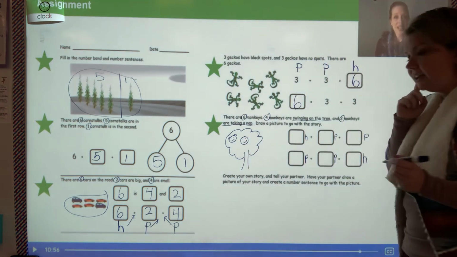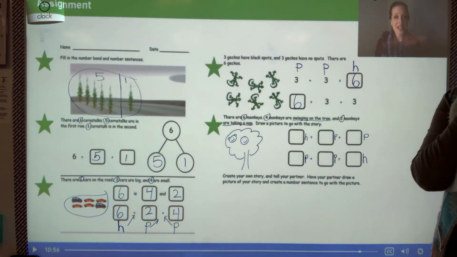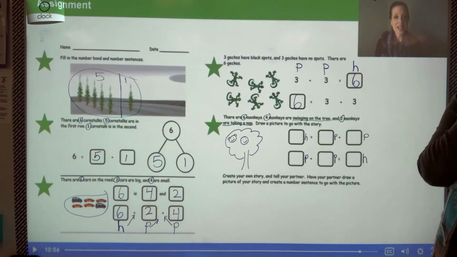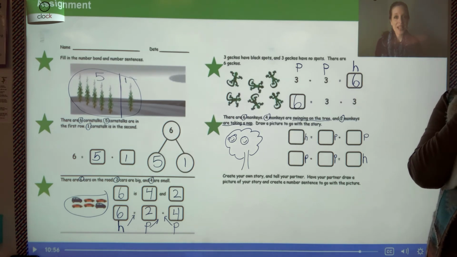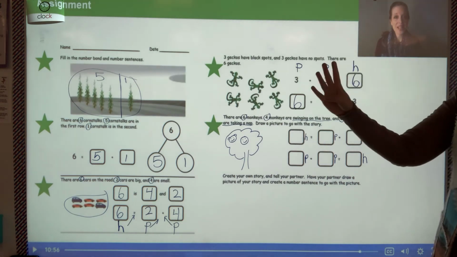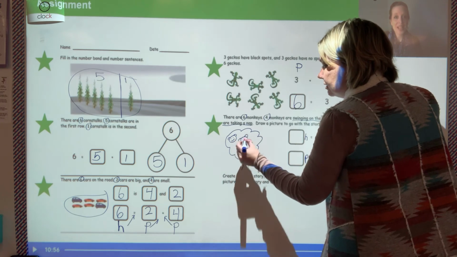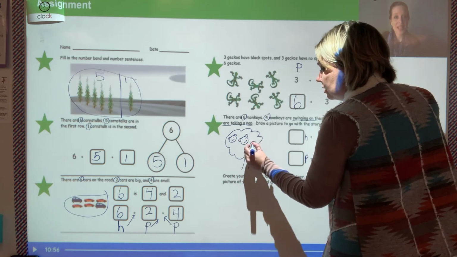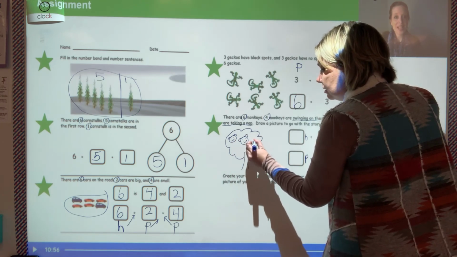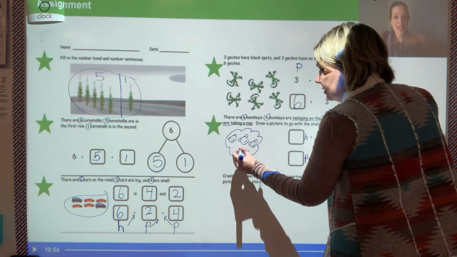How many did it say are swinging in the tree? Show me with your fingers. I forgot. How many are swinging in the tree? Good job, Jonyan. Yes, Ryan, excellent. 4 monkeys are swinging in the tree. So I'm going to draw my 4 monkeys swinging in the tree.